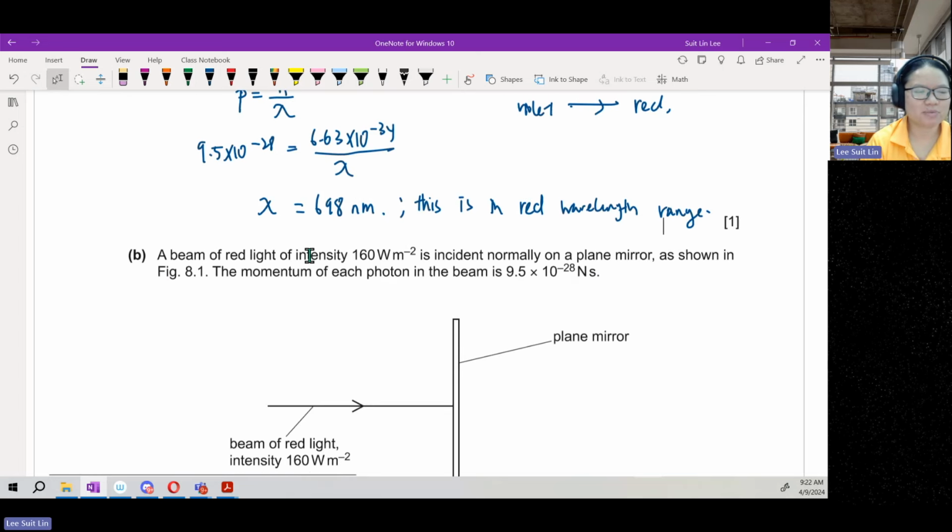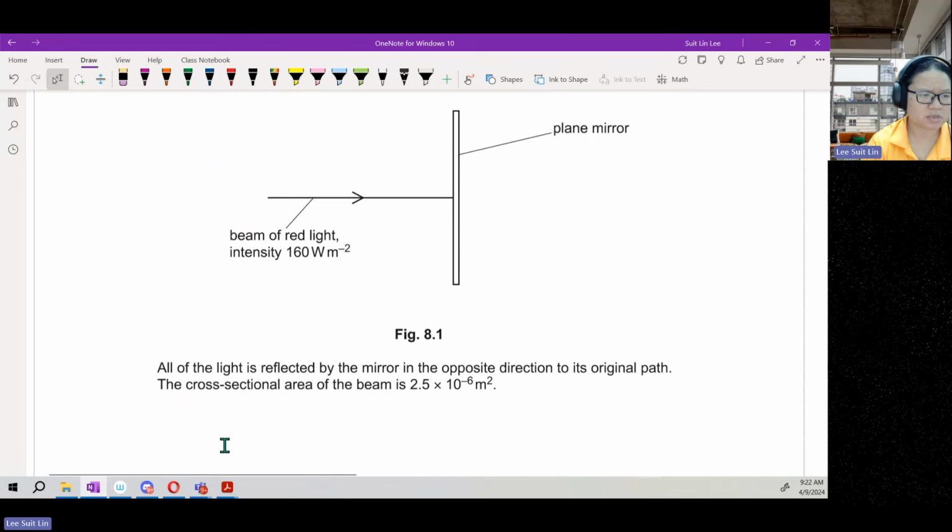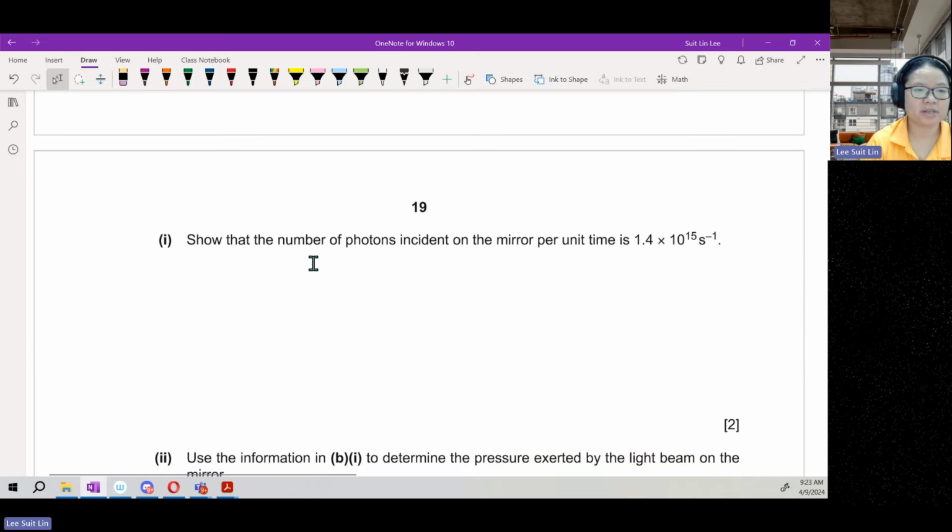Okay, so B, a beam of red light is incident normal to a plane mirror. As shown in figure 8.1, the momentum of each photon is the same value, 9.5. So we're going to shoot some red light into the mirror, like a laser. All of the light is reflected by the mirror in the opposite direction. So the light comes like that, then the light comes back this way. The cross-section area of the beam is this much. Show that the number of photons incident on the mirror per unit time is given by this number.